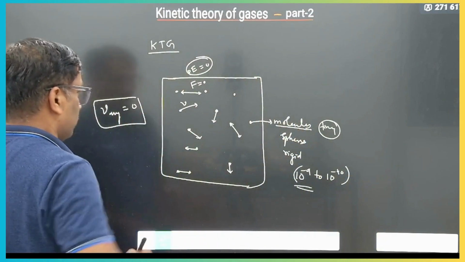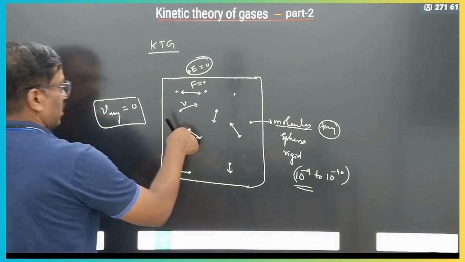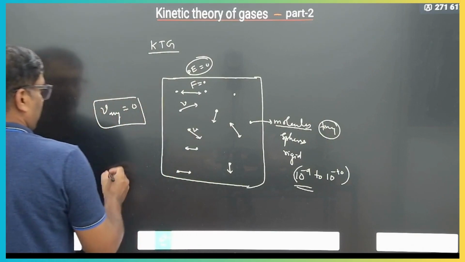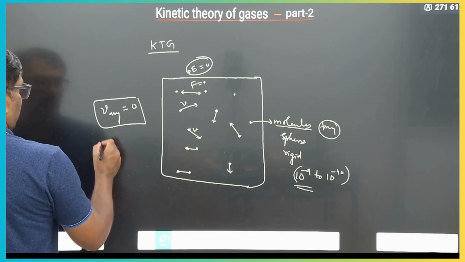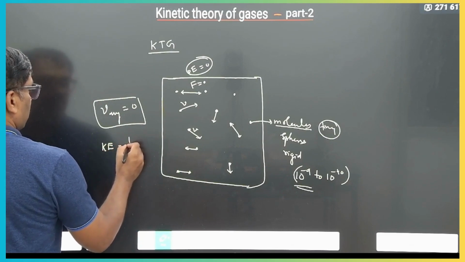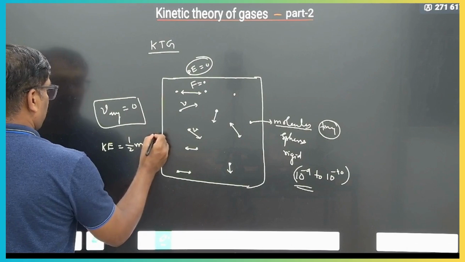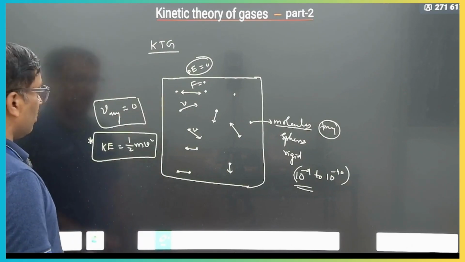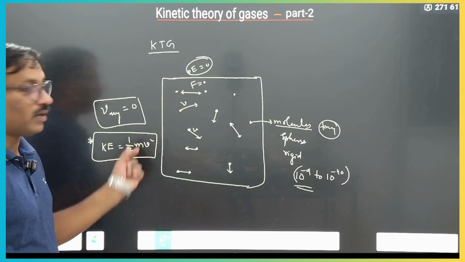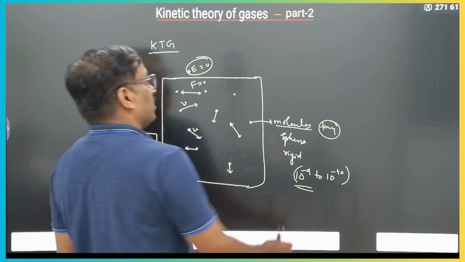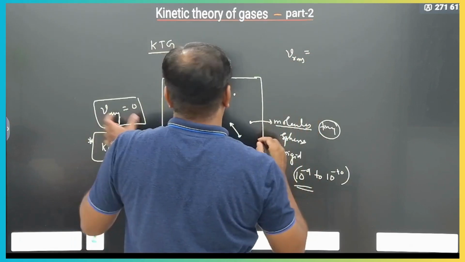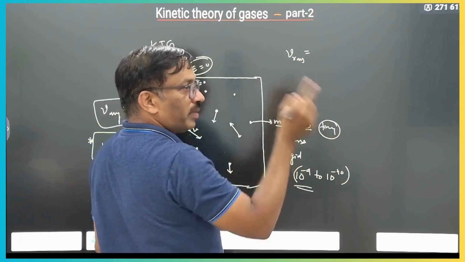But every molecule has some amount of energy, which is said to be the kinetic energy of each molecule. What is the kinetic energy of each molecule? It is nothing but half mv square. But if you want to calculate the total kinetic energy, you should not take the average speed, you have to take the RMS speed. So what is this RMS speed? RMS means root mean square.